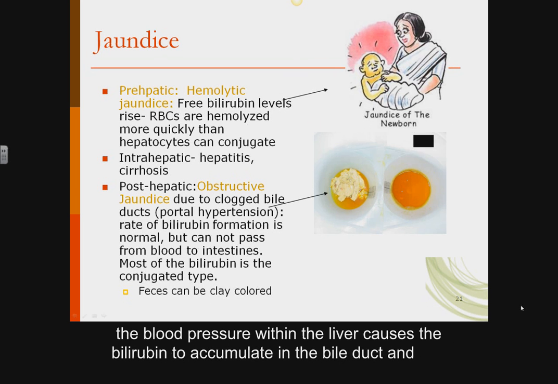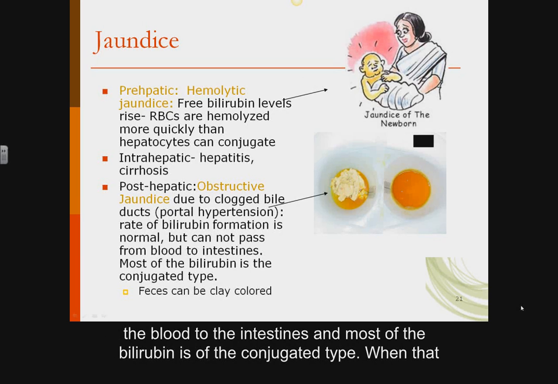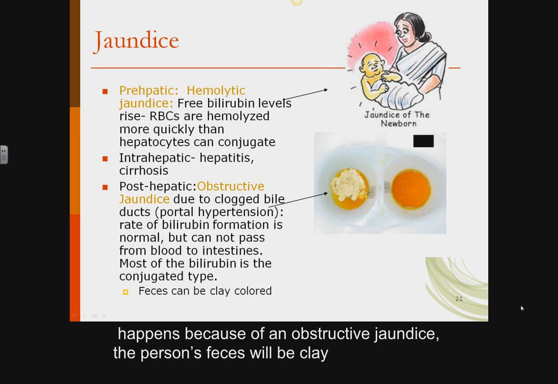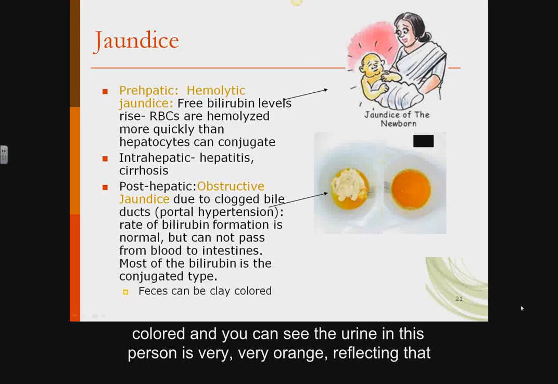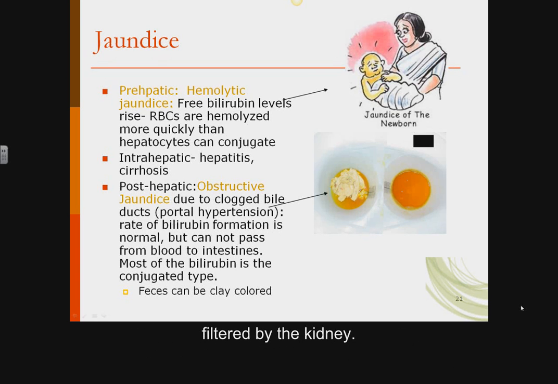It can also be because of portal hypertension, where literally the blood pressure within the liver causes the bilirubin to accumulate in the bile duct and in the gallbladder. So the rate of bilirubin formation is normal, but it cannot pass from the blood to the intestines, and most of the bilirubin is of the conjugated type. When that happens because of an obstructive jaundice, a person's feces will be clay-colored, and you could see the urine in this person is very, very orange, reflecting that the bilirubin, the conjugated type, is being absorbed back into the bloodstream and being filtered by the kidney.